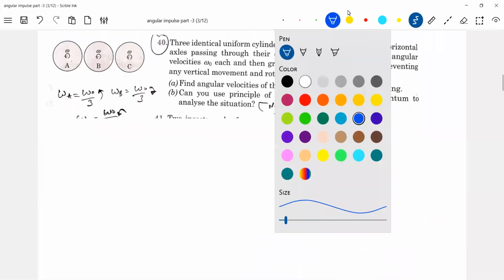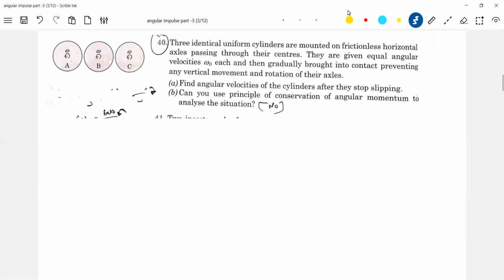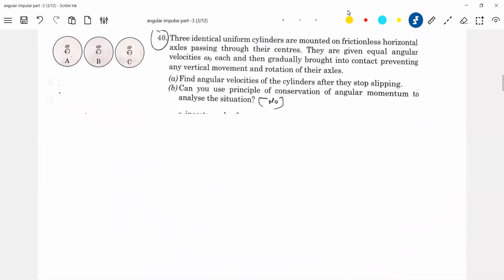Read the question. I'll erase that answer, sir. In books, we have 2 discs. I just brought the 3 disc problem. Read carefully. Nothing is there.